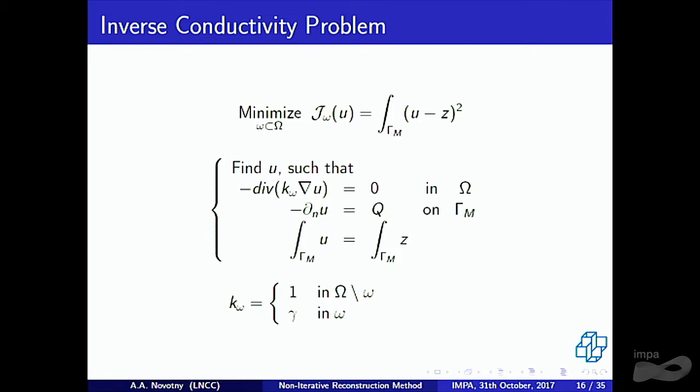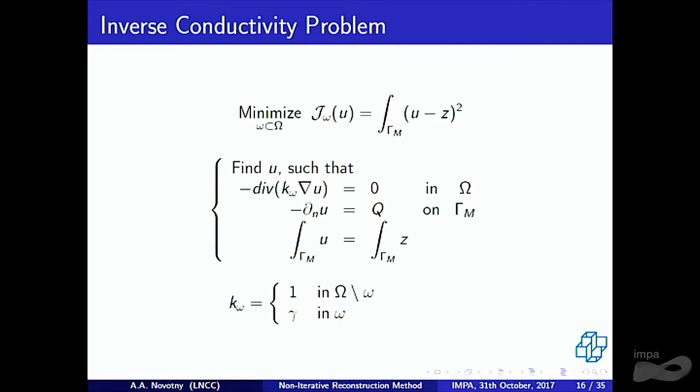We have to minimize this quantity with respect to the set small omega. So U is the solution to this problem. Of course, Q must satisfy the compatibility condition, otherwise we don't have an existence of solution to this problem. And the uniqueness we get if we add this condition, provided that we know zeta on the boundary, the trace on the boundary. So this we can put here as a boundary data.